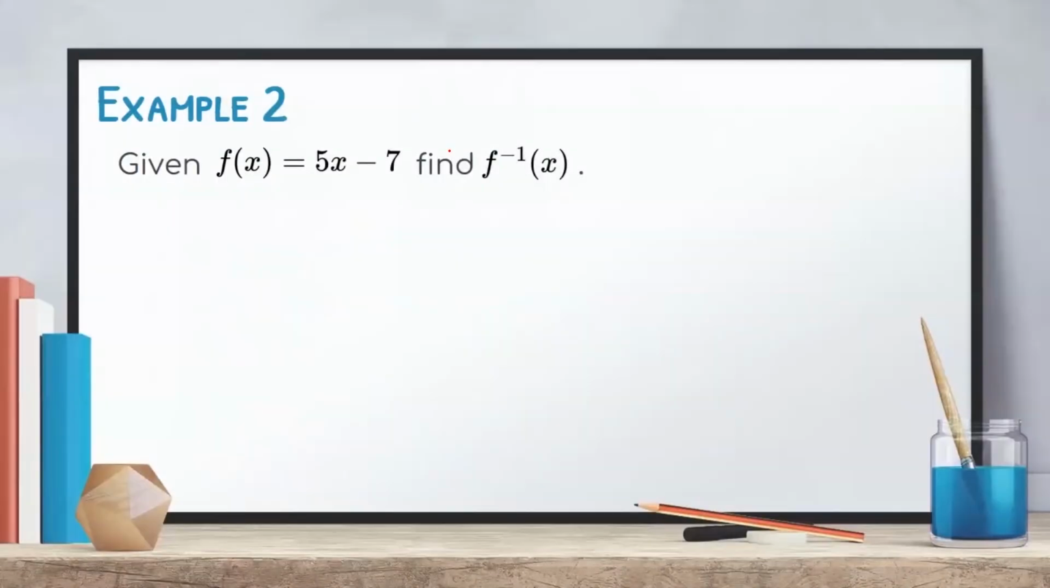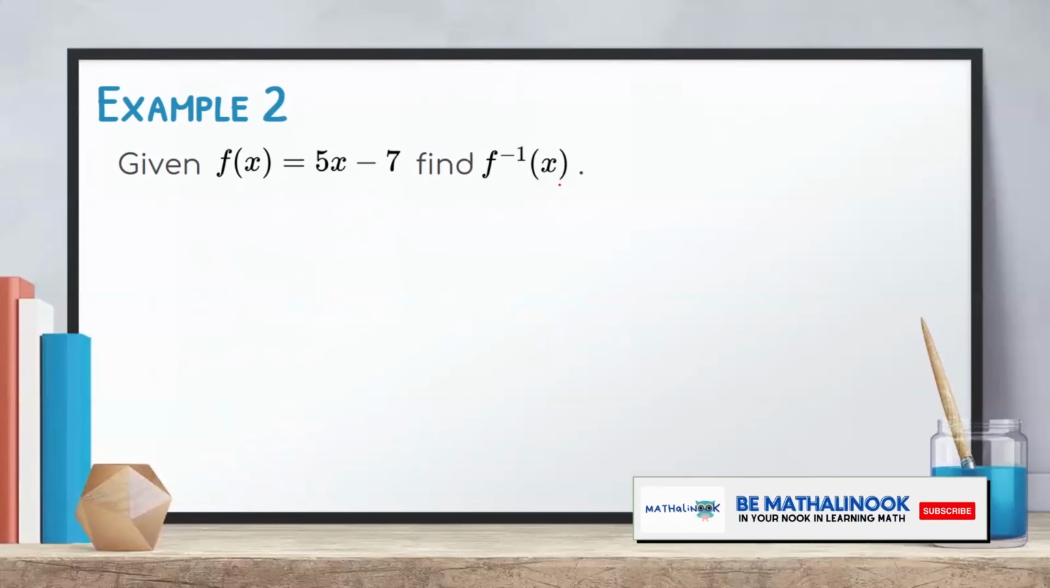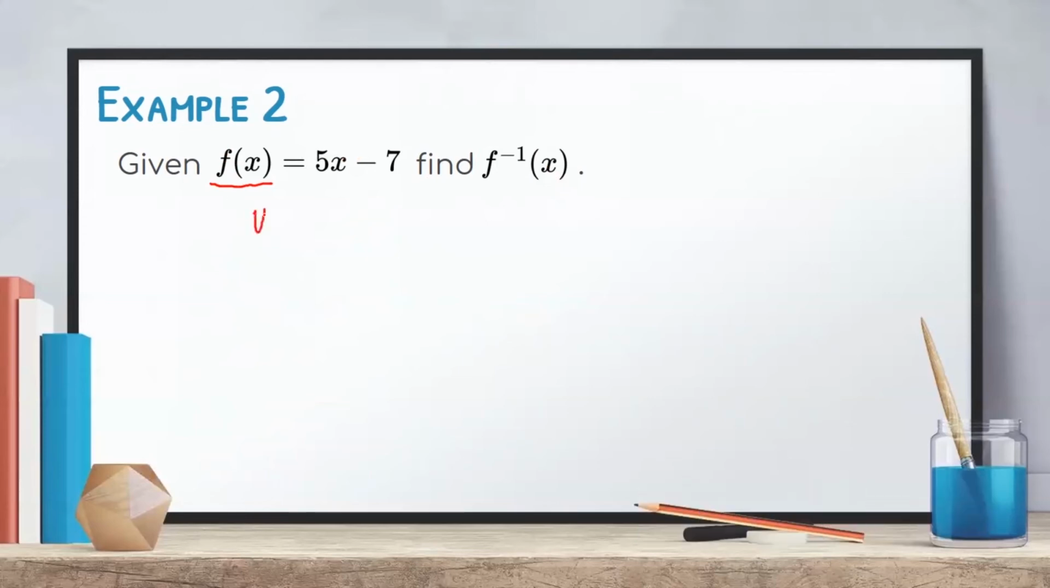Let us have another example. Given f of x equals 5x minus 7, find the inverse of the function. Again, for the first step, let us set f of x to y. So we will have y equals 5x minus 7. Next step, interchange y and x. So we will have x equals 5y minus 7.